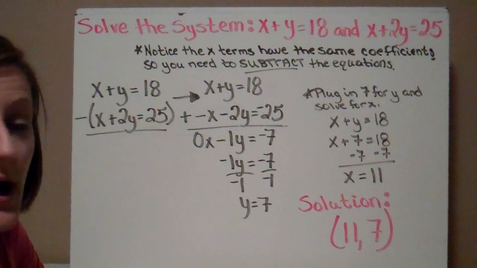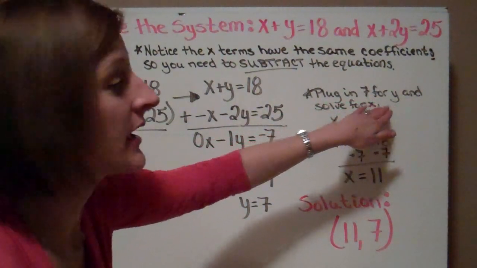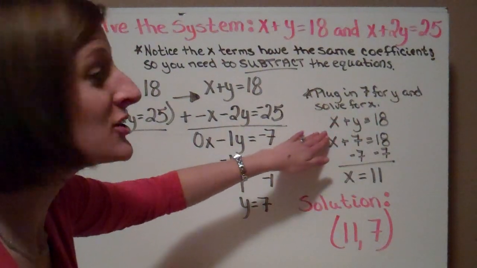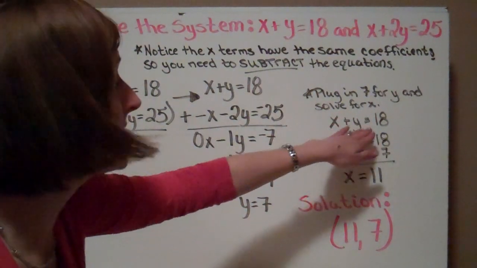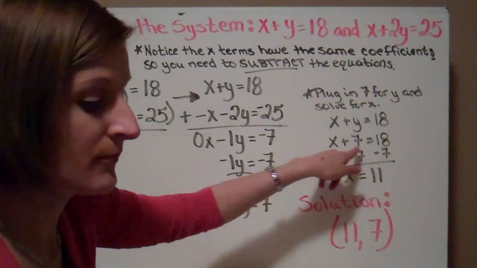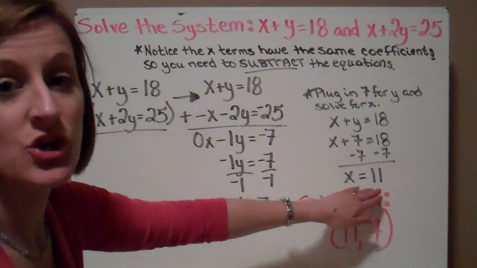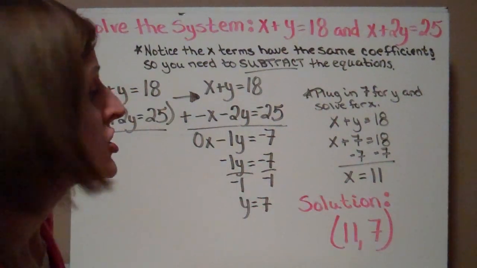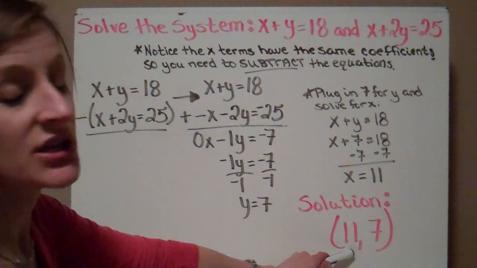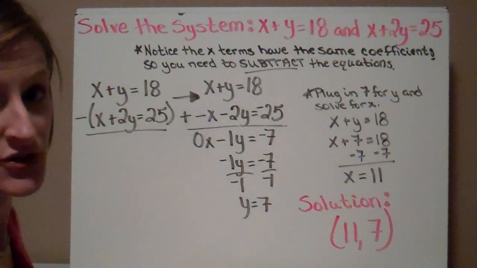Now that I know what y is, I'm going to come over here. I plug in 7 for y and solve for x. So I'm going to use the easy one. x plus y equals 18. So if y is 7, I subtract it from both sides. 18 minus 7 is 11. So your x value is 11. So basically your solution is (11, 7). Remember, we write our x value first, then our y.